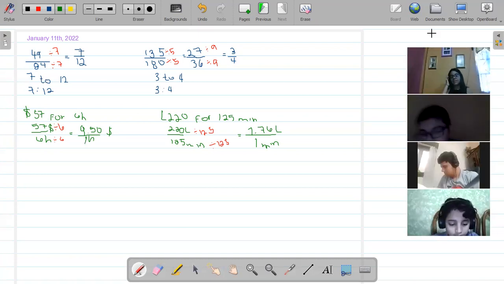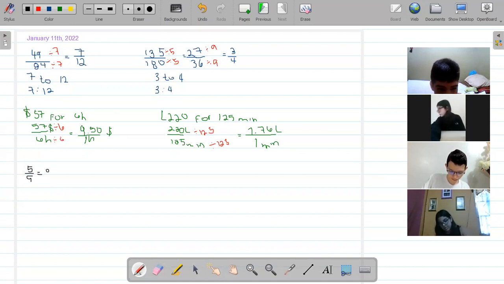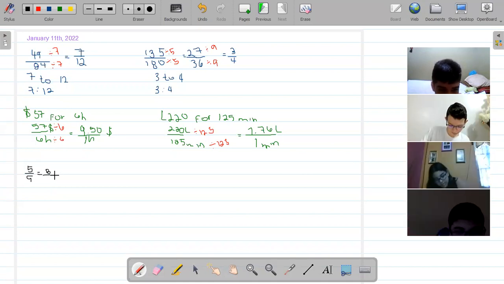Easy peasy, right? Okay, let's go with the other part, the coolest part, which is proportions. We're still going to work with the book exercises. We're going to start working with exercises from 14 to 29. So I'm going to do exercise 21. We got 5/9, and it is equal to 8/W. We can have decimals in here.